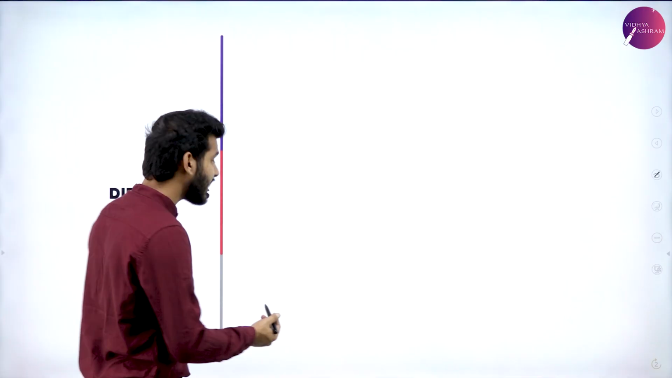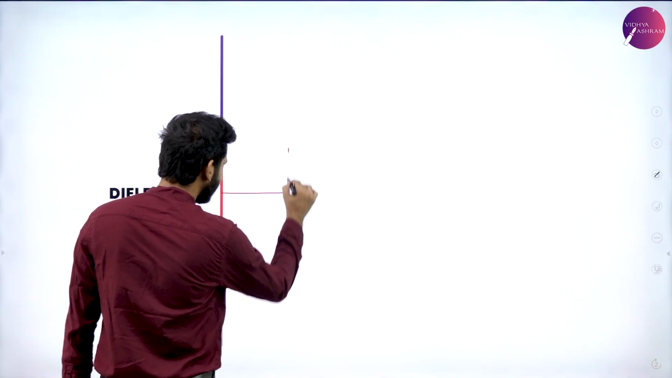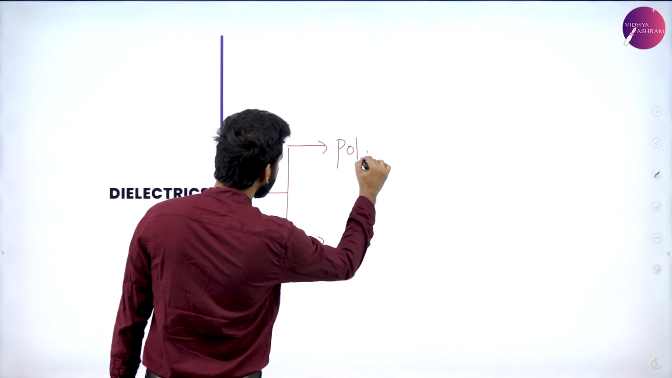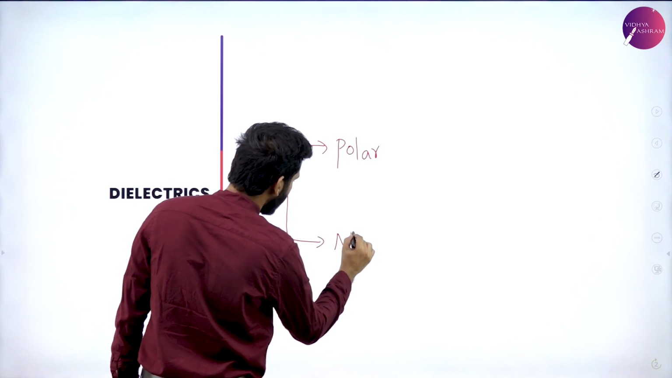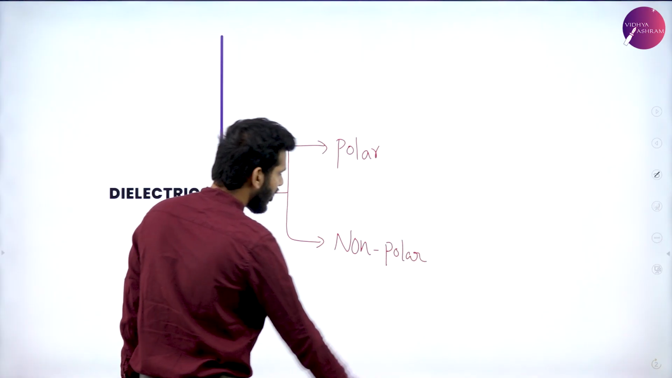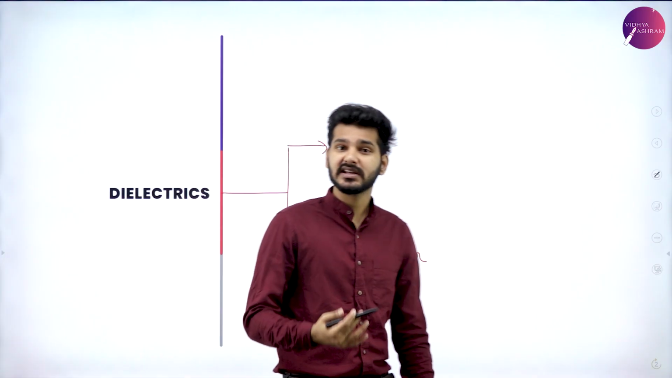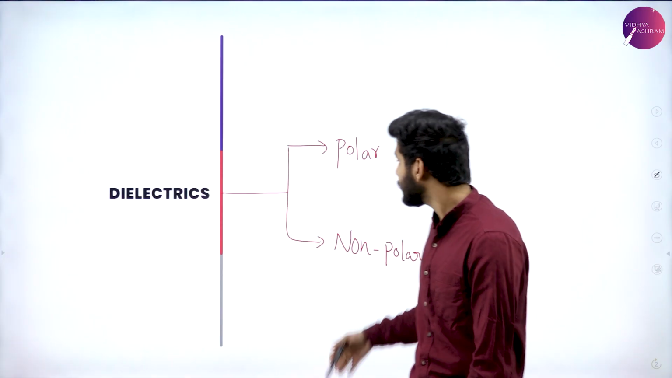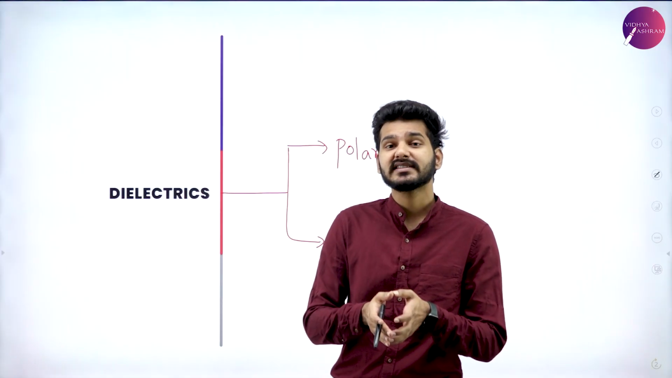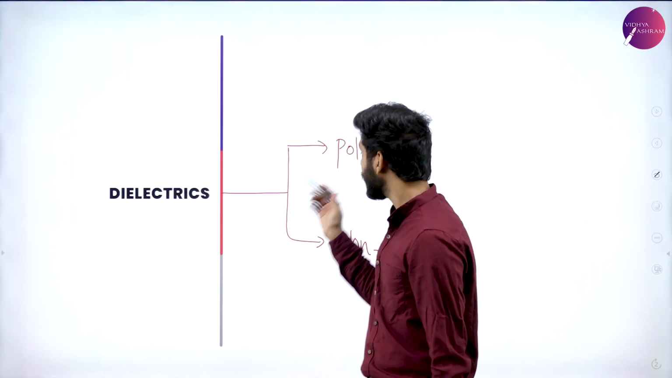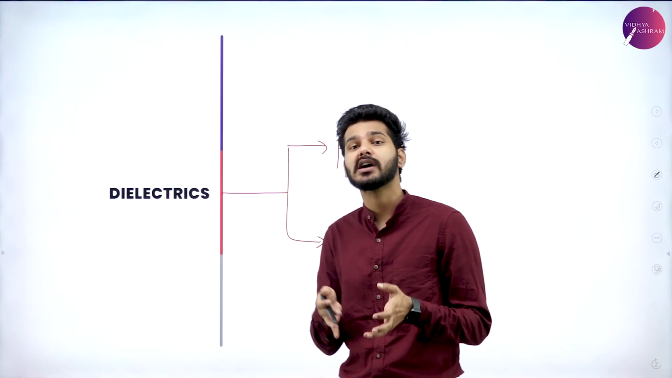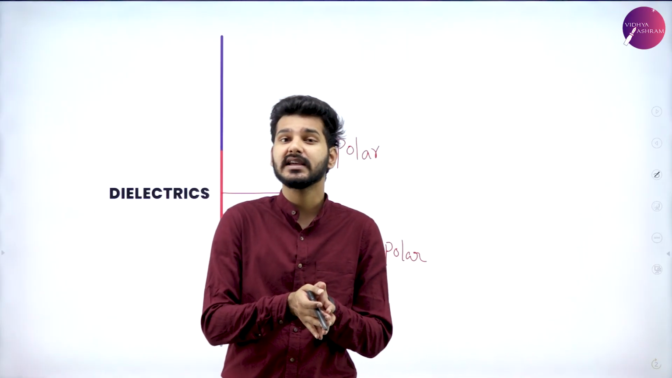So basically, dielectrics are of two types. That is, one being polar and one being non-polar. We know that polarity means there is a difference of charges. So one being polar and one being non-polar can only mean one thing. There is a charge separation in one type of dielectric, and in another type, there is no essential charge separation. So what does that look like?